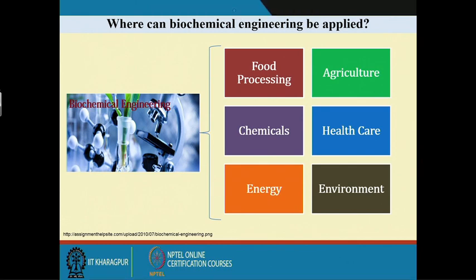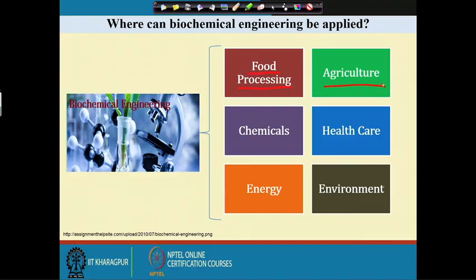Now biochemical engineering principles can be applied in different areas. As for example, food processing, I already explained how it is used in food processing. I have given the example of the cheese making industry and the sauerkraut. Then agricultural production, that we largely use. As for example, I can give the example of bioinsecticides.